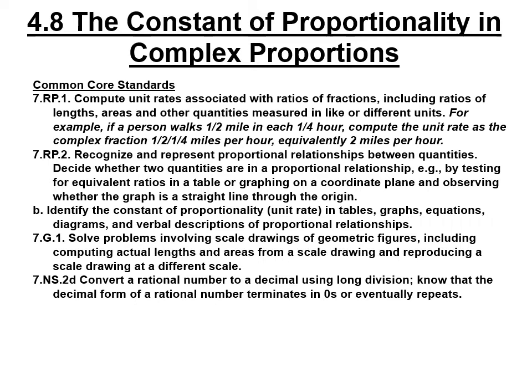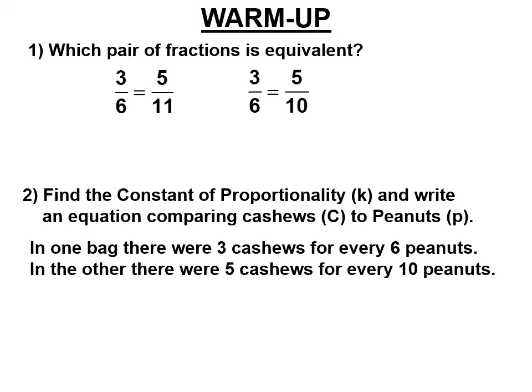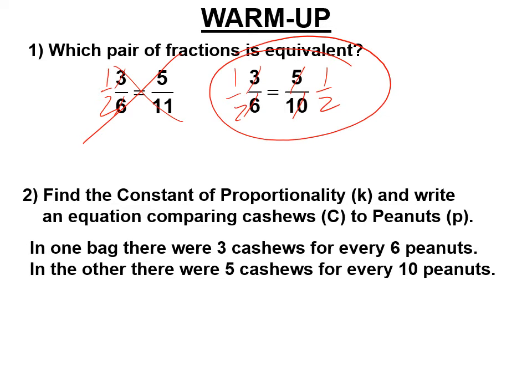So now we're going to find the constant of proportionality like we have done many times before, but in complex proportions. So the fractions in the proportions will have fractions in the fractions, yes. Which pair of fractions is equivalent? Well, let's see. 3/6 simplifies to 1/2, but 5/11 doesn't. But 5/10 also simplifies to 1/2. So it is this one pair that is equivalent.